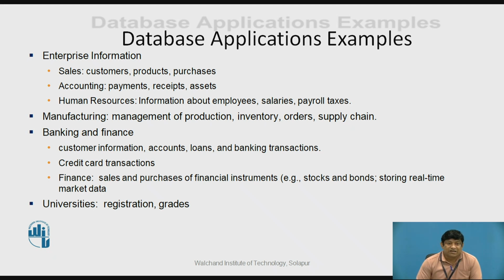Here we consider enterprise information: sales, customer, product, purchase. In the case of accounting and banking, there are different types of accounting, and in that case we also require a database system. Here we can consider human resource information about employees, salaries, payroll. These are the different types of applications of database.